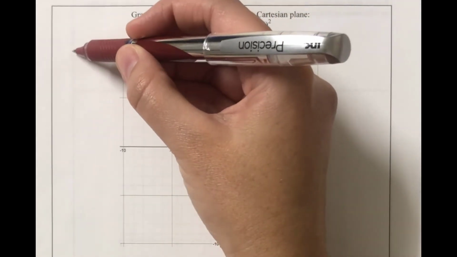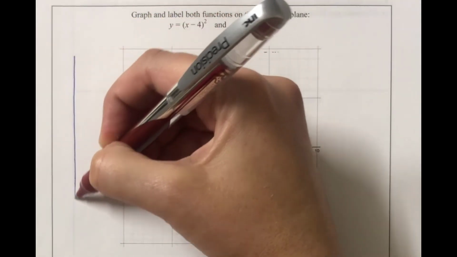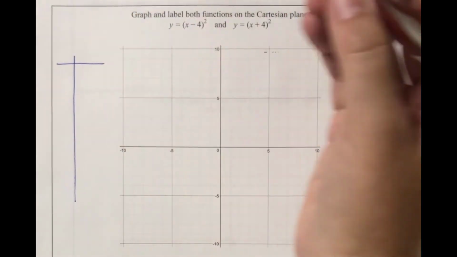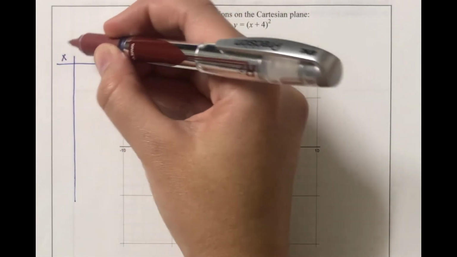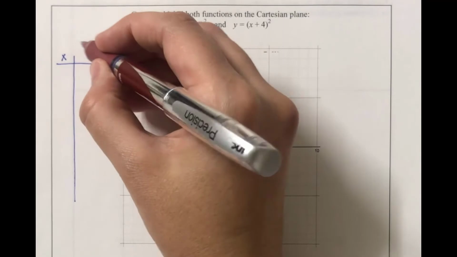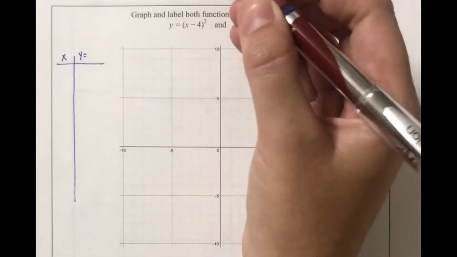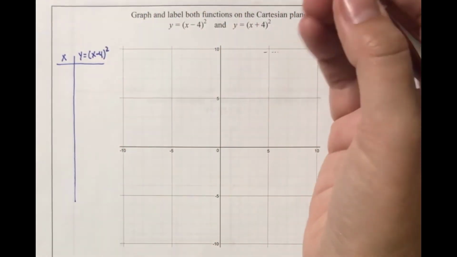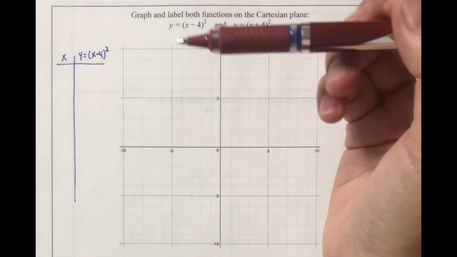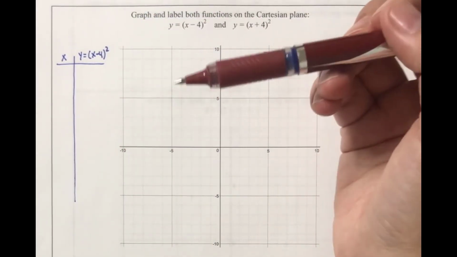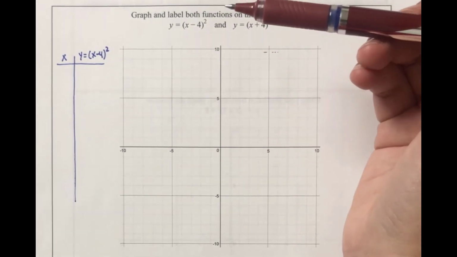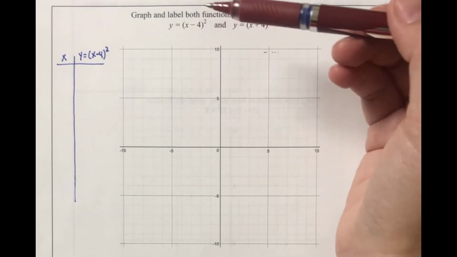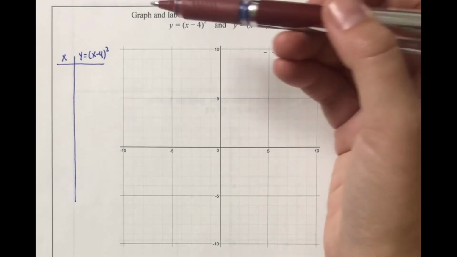I'm going to use our table again over here. This time I'm actually going to pick different x values, and I'll explain why. So this one is x minus 4 squared. Here's why. It's partly because I recognize what's going to happen. You might not know this right away, but I'll explain it, and so in the future you can use this.